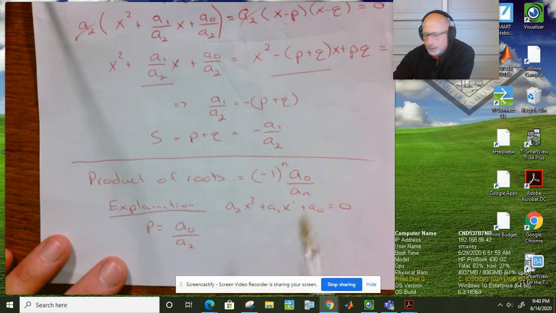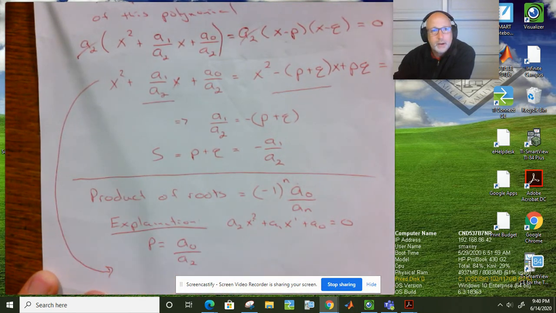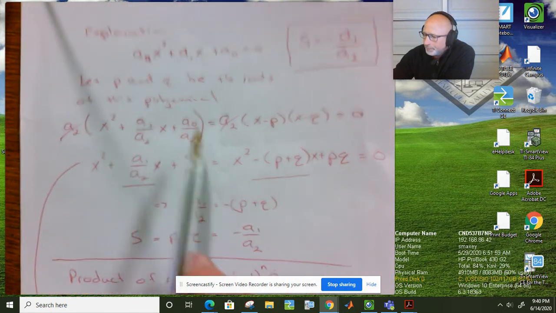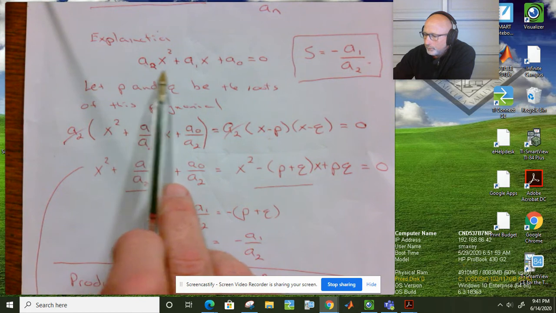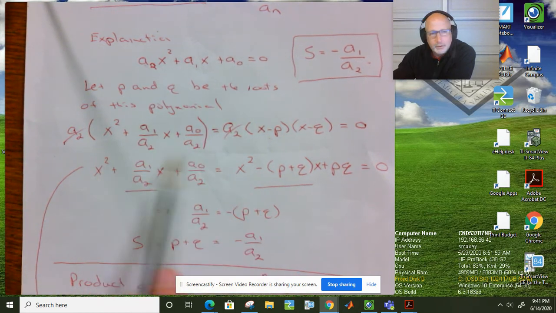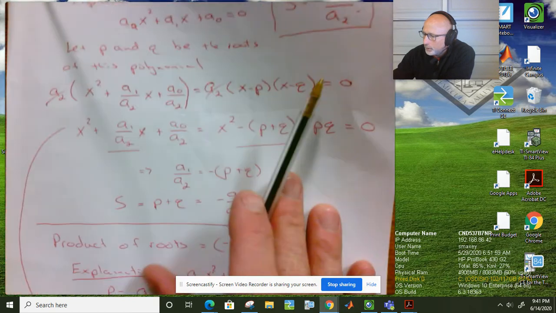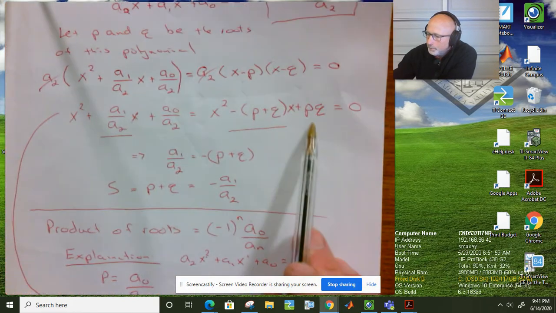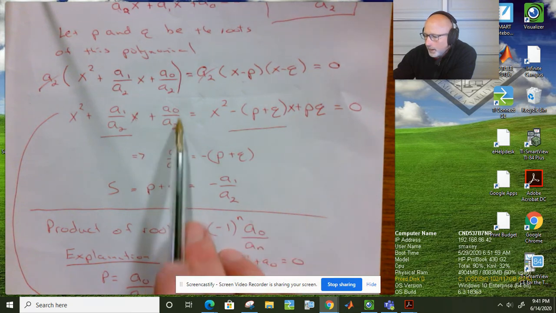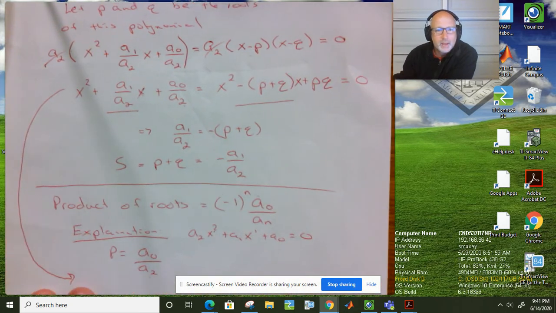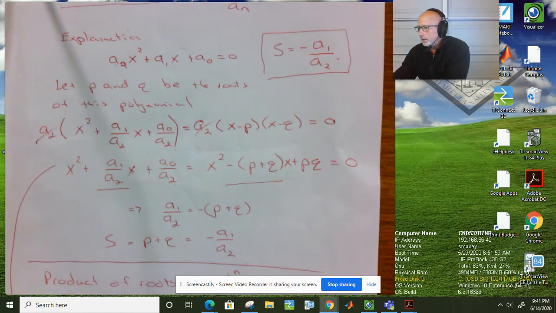Now, once again, let's go back up here and let's use this to explain where that comes from. Once again, if p and q were the roots, I could rewrite this polynomial like this, factoring out the a2, which is equal to this. You distribute everything, and so what you end up getting is p times q, which is the product of the roots, is equal to a naught over a2. Well, hey, that's exactly what I said before.